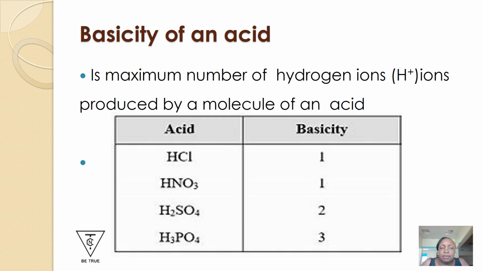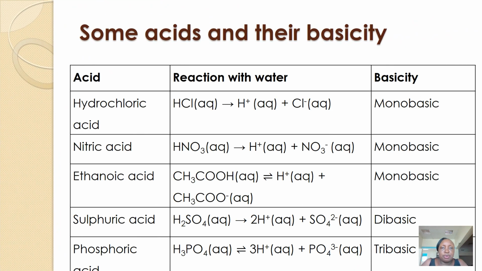For example, hydrochloric acid ionizes to form 1 mole of hydrogen ions and 1 mole of chloride ions. Nitric acid, the same. Sulfuric acid will give us 2 hydrogen ions and a sulfate. Phosphoric acid, as you see, will give us 3 hydrogen ions and a phosphate. So the basicity of hydrochloric acid will be 1, that of nitric acid will be 1, that of sulfuric acid is 2, and that of phosphoric acid is 3.